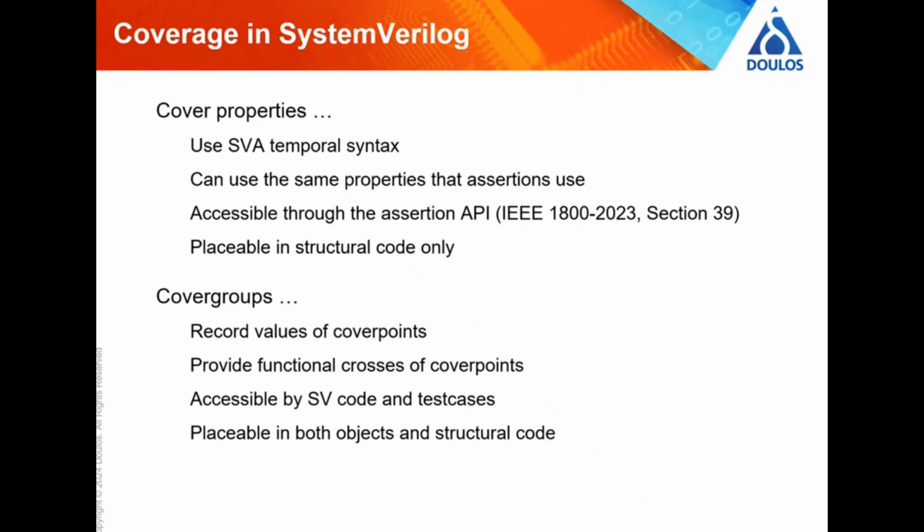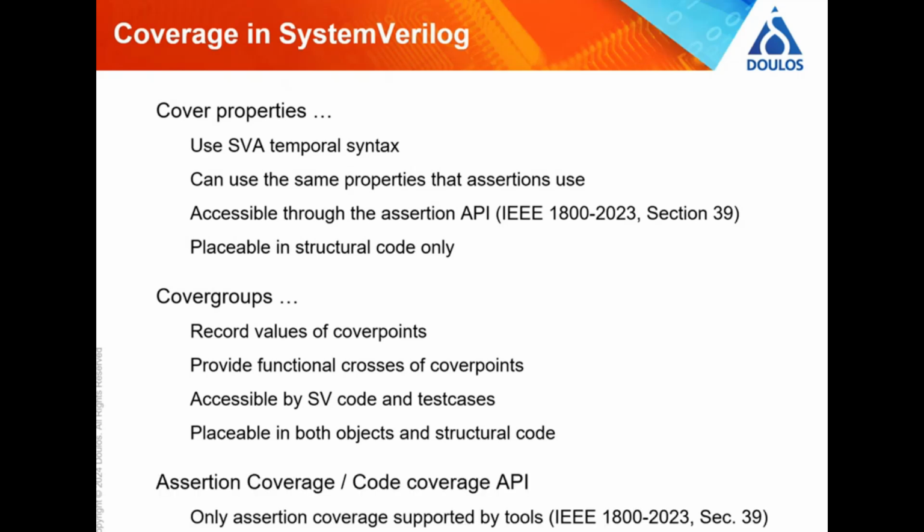And of course, you guys are familiar with cover groups. This is what we usually think of when we talk about coverage in SystemVerilog. So we can define our different cover points, and then we can cross those to see interesting functional scenarios. And of course, we can put these cover groups inside of our UVM test bench. We can put them anywhere, right? And technically, there is one other type of coverage defined by SystemVerilog, and that is code coverage. There is a code coverage API if you go check that out in the standard. However, I have yet to see a simulator that's implemented it. So I can't really talk about it.